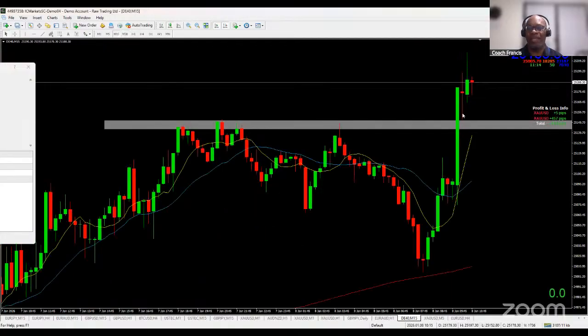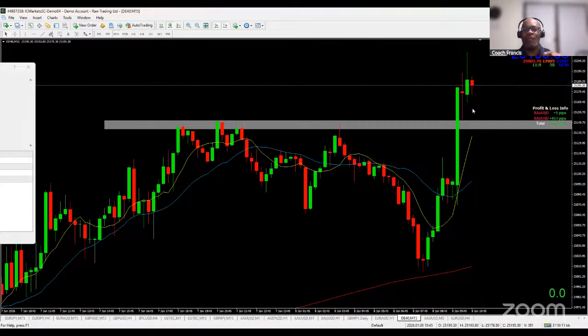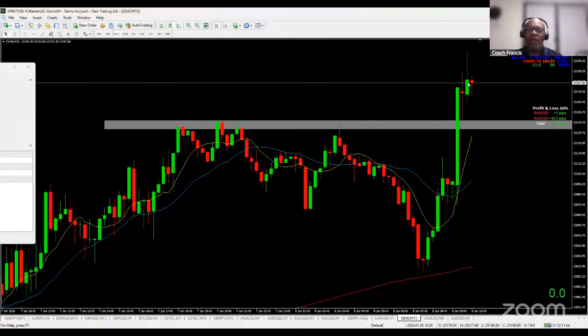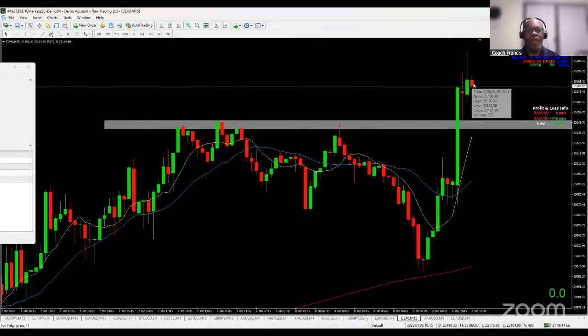It did pull back here, but obviously I missed it. Every penny counts. Somebody might say, why don't you just enter here and take it up? Well, yes, I could do that, but it means I'll have a negative risk to reward because my stop loss is going to be here, guys.